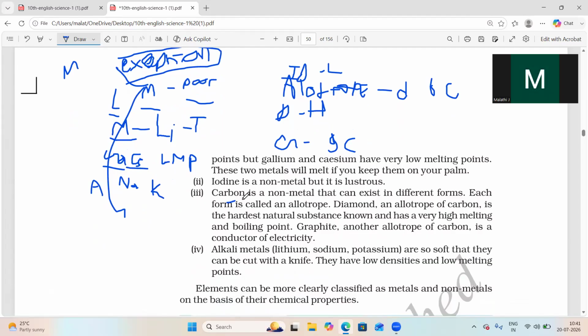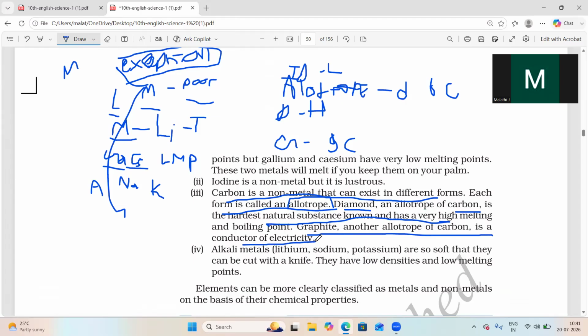So here if you observe, carbon is a non-metal that can exist in different forms, that is called allotrope. This is important. They may ask what allotropes are. Allotropes are forms of a non-metal that can exist in different forms. Diamond is an allotrope of carbon. It is the hardest natural substance, and is known for very high melting point and boiling point. And graphite is also an allotrope of carbon. It is a good conductor of electricity.